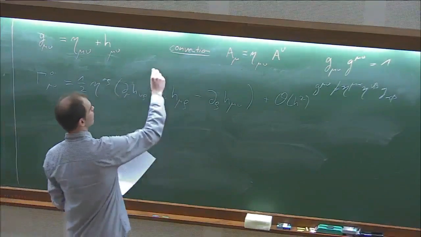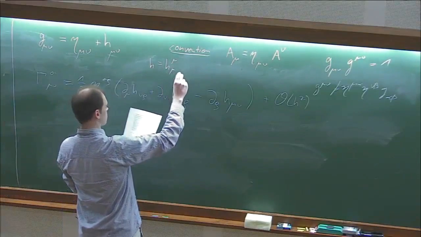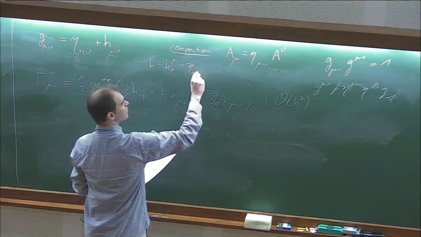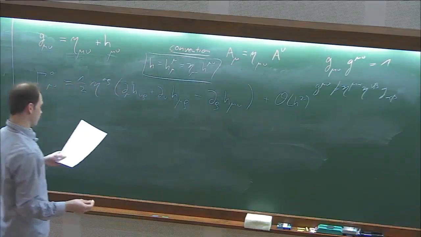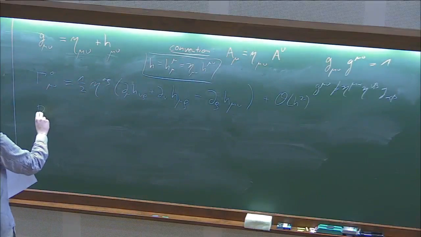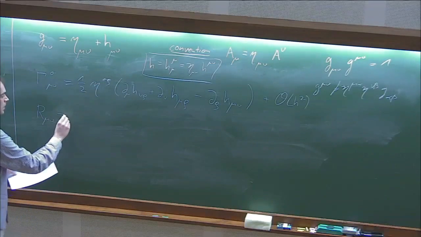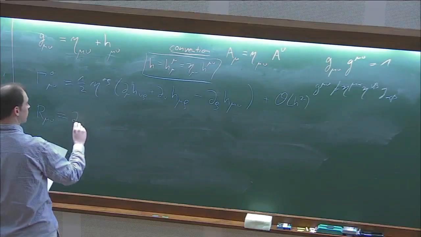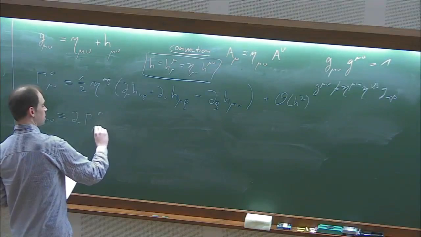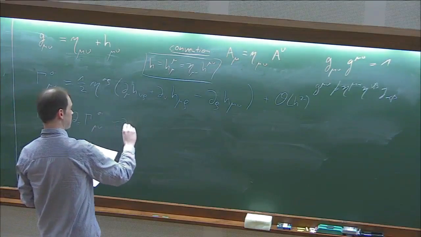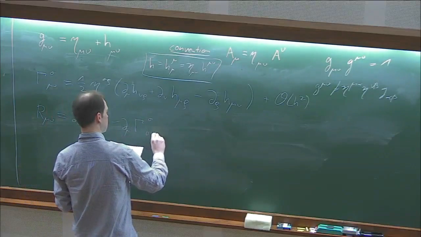Another notation I will write is h, that's h^mu_mu, so actually eta^(mu nu) h_(mu nu). Okay, so with this we can calculate the Ricci tensor. So that's just the derivatives, d_sigma of Gamma^sigma_(mu nu) minus d_mu of Gamma^sigma_(sigma nu).